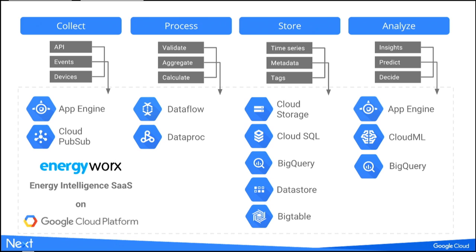So on the collect side, we use App Engine for our REST-based API, if customers want to integrate directly with our platform. And sometimes we also use Cloud Pub/Sub, especially for utilities that want to have a possibility for streaming in data. So the second step, the processing side, we use Dataflow very intensively. We use it for ingestion of data. We use it for cleansing of the data, manipulating the data, checking or applying validation rules, etc. We use Dataproc as well for certain small analytics.